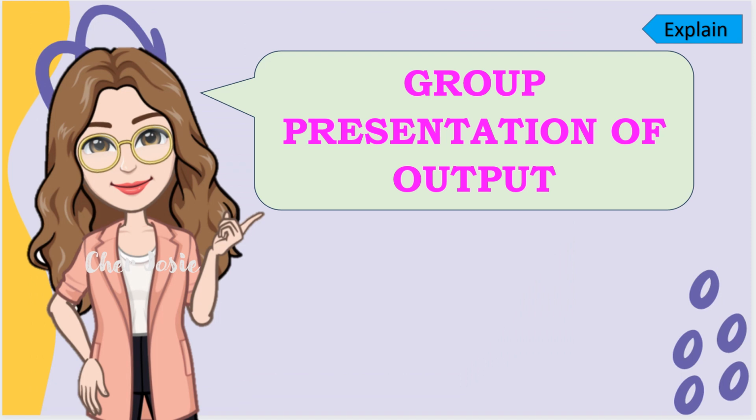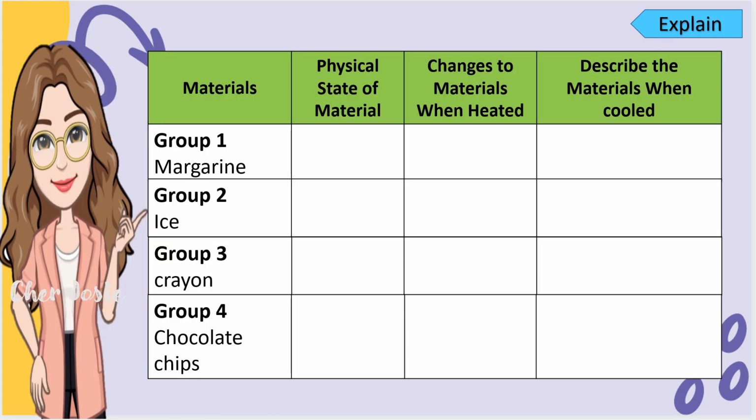And now, it's time for you to present your work. Let's check your answers. For group 1, what is the physical state of the material? Very good, it is solid. What are the changes to the materials when heated? That's right, it became liquid. Can you describe what happens to the materials when cold? Very good. When cold, the temperature decreases and the margarine turns to solid again.